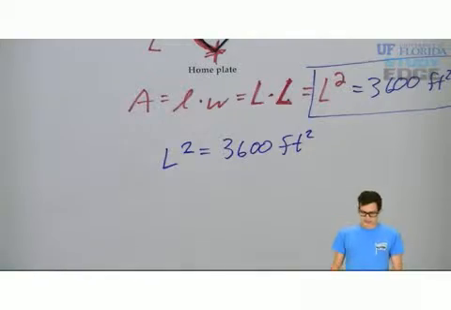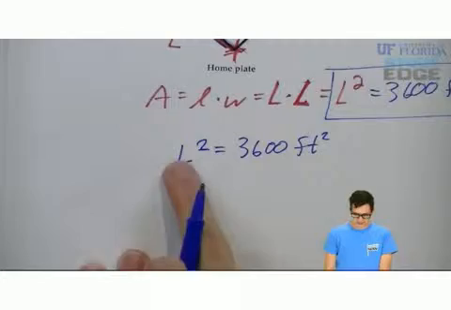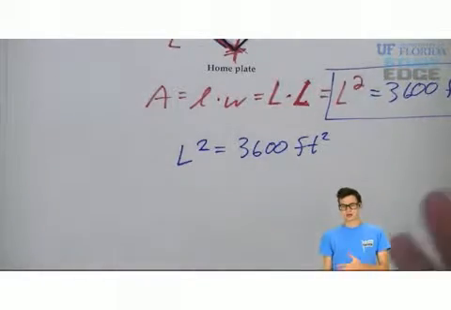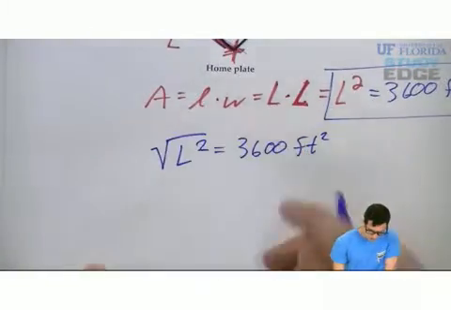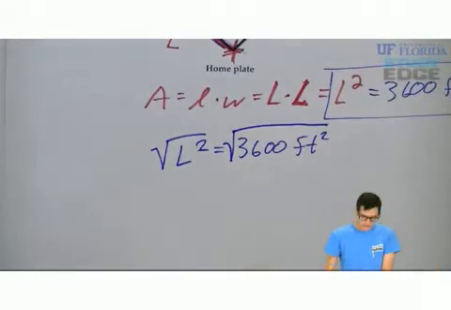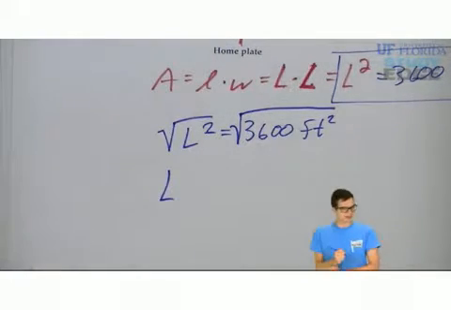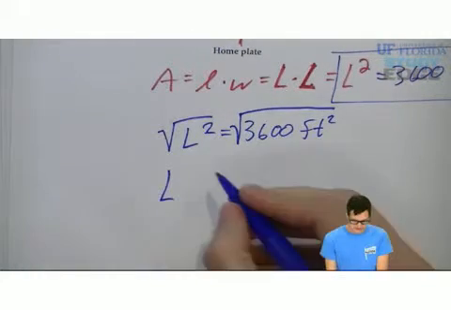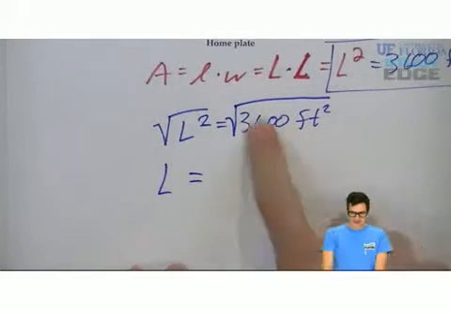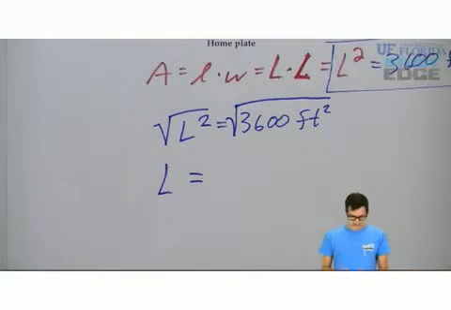Now, in order to solve for, well, what are we solving for? We're solving for L, right? We wanted this length here, so we need to solve for L. So we have L squared. The way that we undo L squared is we take the square root, and anything we do to the left side, we have to do to the right side as well. All right, so square root of L squared, I got that. That's L. We just undid the exponent. Now, on the other side, we have to take the square root of 3,600.